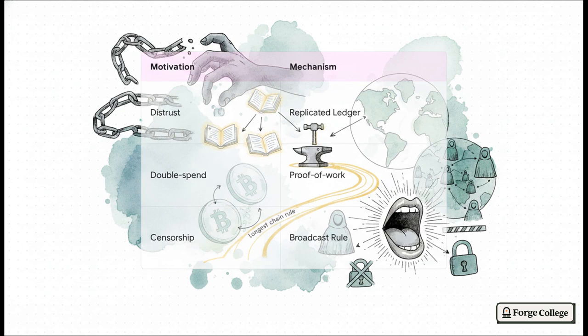If the historical motivation was, say, distrust of intermediaries, the mechanism Satoshi chose was a replicated public ledger. And the practical effect of that, it completely removes the need for a single trusted custodian. Boom. What about the double spend risk? Well, the mechanism there is proof of work and the longest chain rule, which objectively resolves transaction conflicts without needing a referee. And for censorship risk, the mechanism is a permissionless broadcast network, meaning literally anyone, anywhere can propose a transaction. So, as you can see, every single line of code exists to solve a very specific human problem.